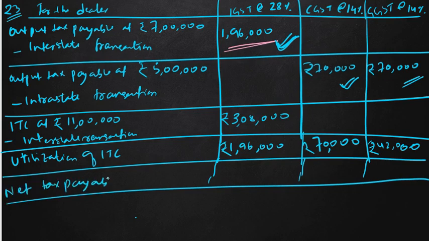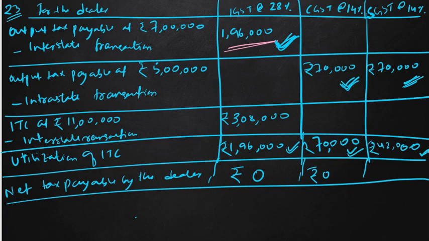Okay. So now we will calculate the net GST payable by the dealer. The last section will be net tax payable by the dealer. In IGST, he has already paid 1,96,000. So there is no need to pay the IGST part. In the CGST part, he has 70,000 to pay. He has paid 70,000. So he doesn't need to pay any CGST.